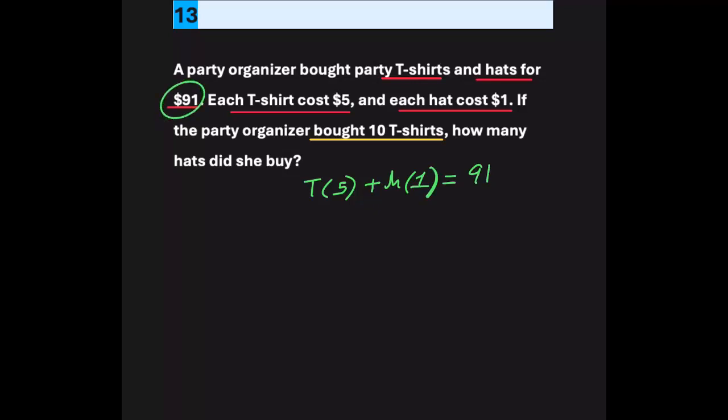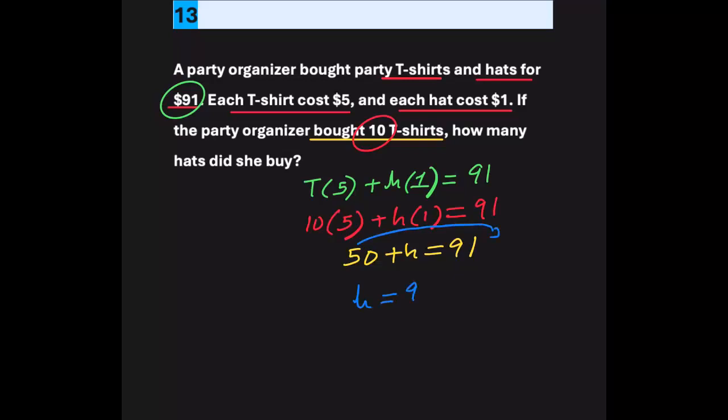So the number of t-shirts is 10, times 5, plus h times 1, which is the cost of each hat, is equal to 91. And here, 50 plus h is equal to 91. If you take the 50 to the other side, you have h equal to 91 minus 50. And the number of hats is 91 minus 50, which is 41 hats.